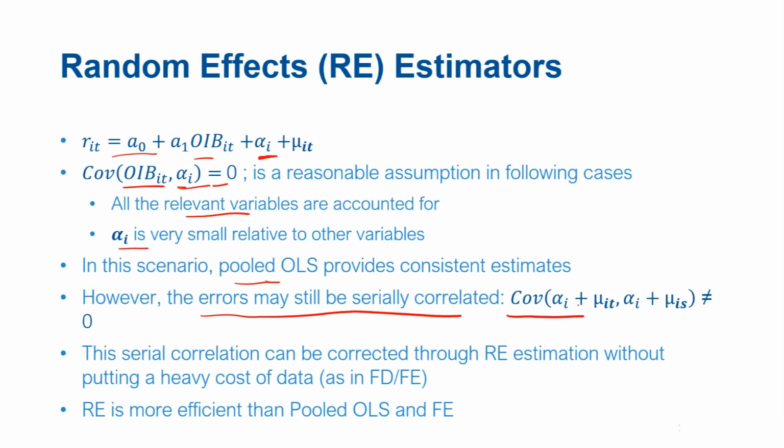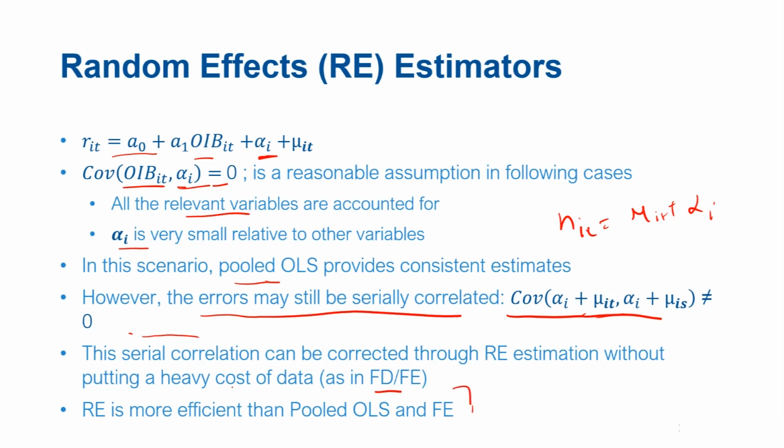For example, this issue of covariance or correlation between the revised error terms, that is eta it, which was the original error term mu it plus alpha i, may still be there. So error terms may still be correlated across time, and therefore serial correlation may exist. But please note that the serial correlation can be easily corrected through the random effects transformation without putting a heavy cost on data with transformations such as first difference or fixed effect.